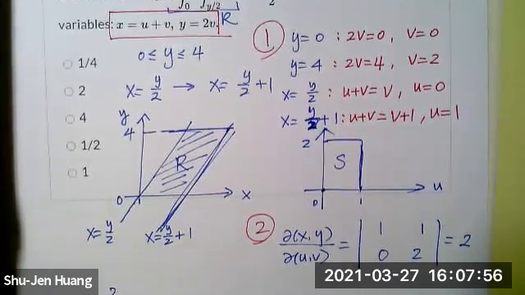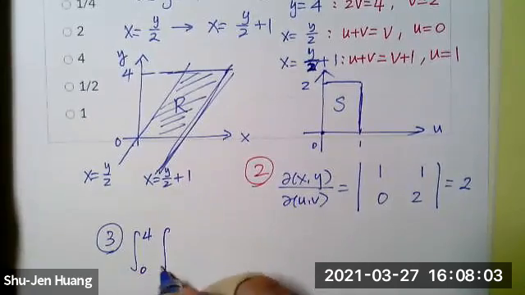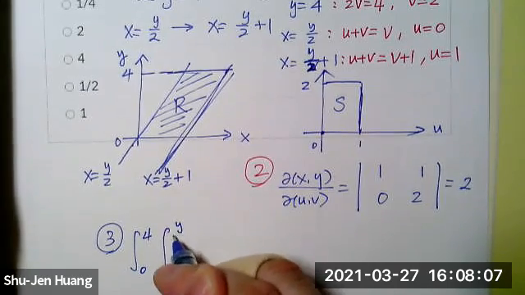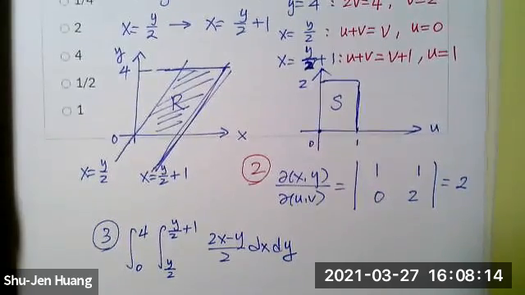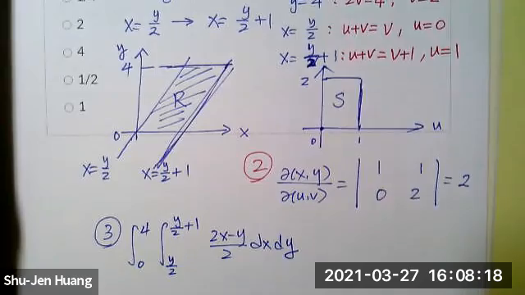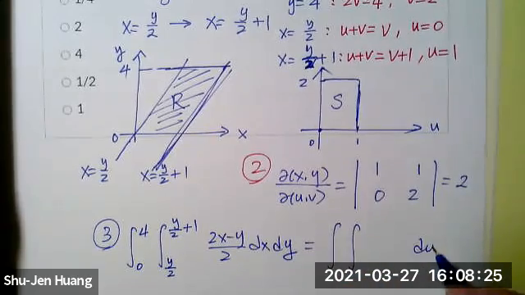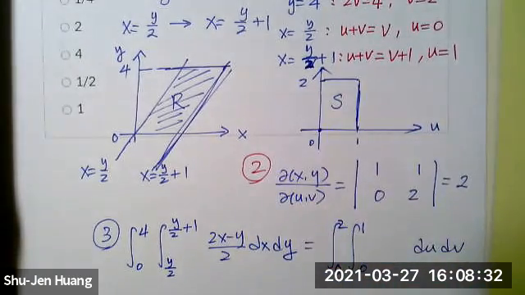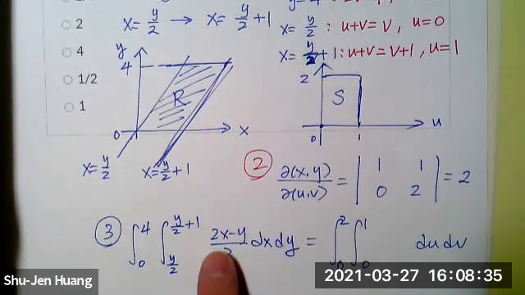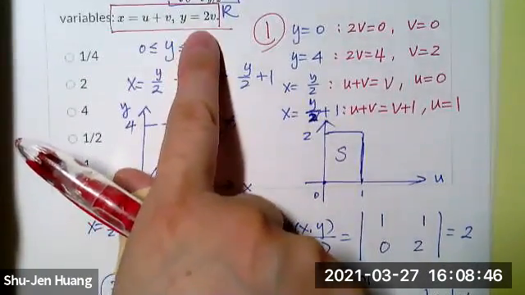Okay. And the third step, you're going to write this integral. Let me copy that down because it doesn't show on camera here. So this is the given integral. Now we are going to convert the integral to du dv. So to write as du dv, u, as you can see, is from 0 to 1. V is from 0 to 2. And now for this function here, we have 2x minus y over 2. So we're going to use the change of variable. Do you see that? x equal u plus v, y equal 2v. We're going to plug in.